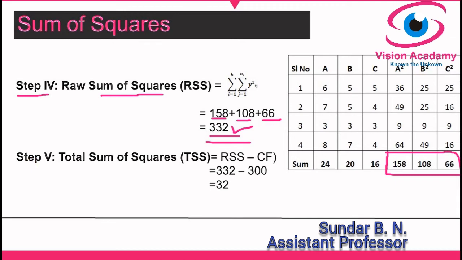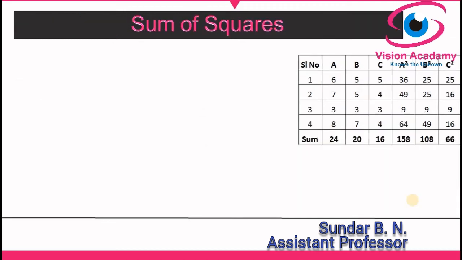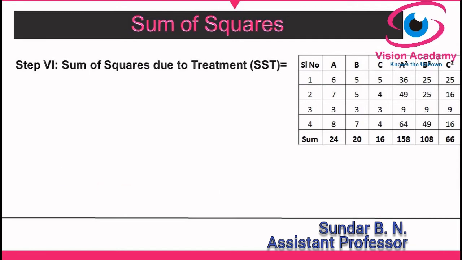Let us move to the next step. We need to find another two sums of squares, that is SST and SSE. Let us consider the sum of squares due to treatment first, which is step 6. The formula, which I explained in my last video, is SST equals T1 square by N1, plus T2 square by N2, plus T3 square by N3, up to Tn square by Nn, minus correction factor.